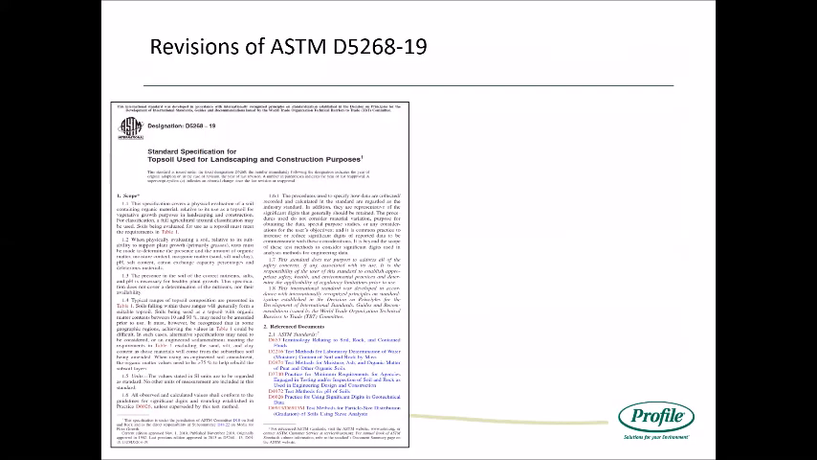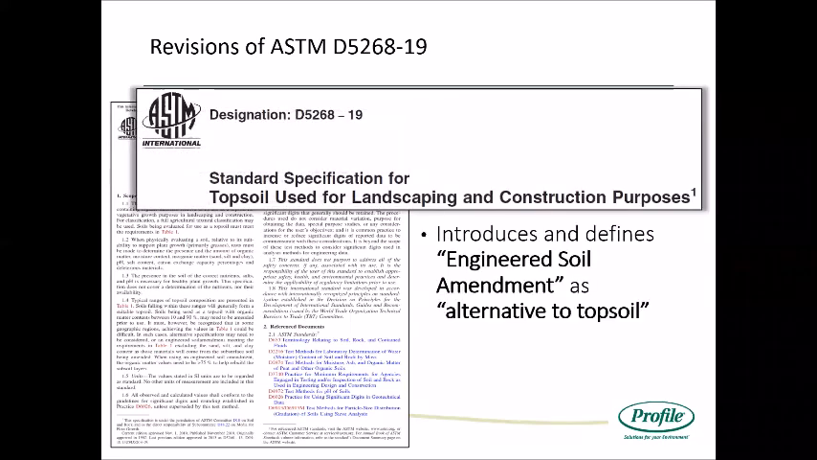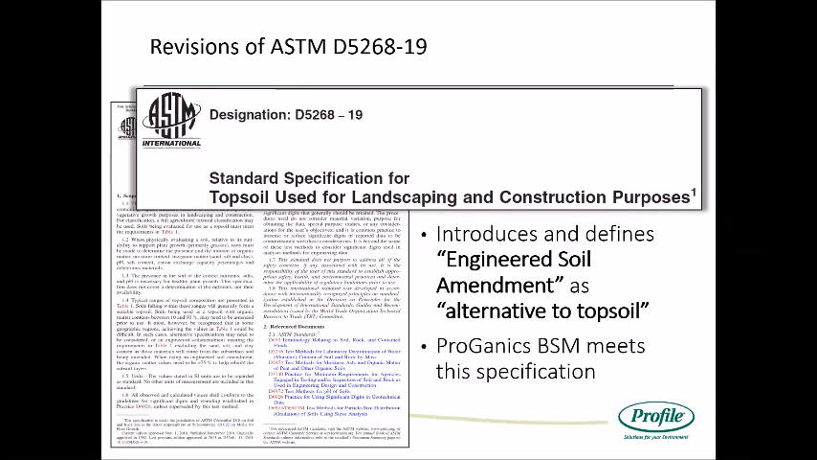So ASTM 5268 is the topsoil spec through ASTM International, and it's topsoil used for landscaping and construction purposes. So use this specification as your forefront for specifying topsoil. If the topsoil doesn't meet these specification standards, this new technology, an engineered soil amendment, is approved as an equivalent alternative to topsoil. So that Proganics BSM meets that specification if the topsoil on your sites is not as good as deemed necessary through ASTM International.